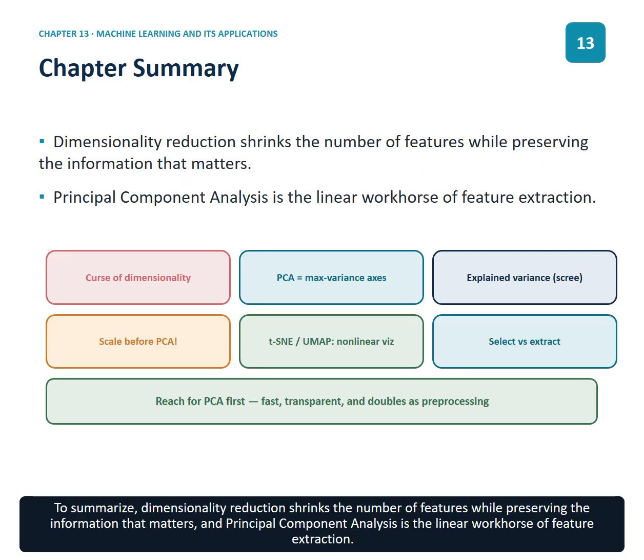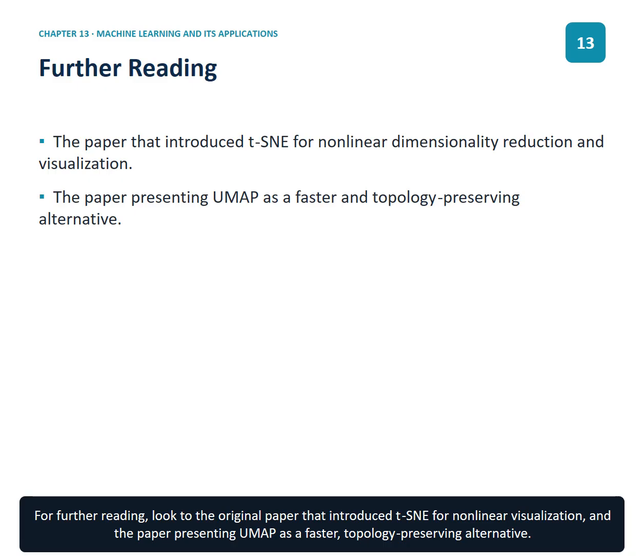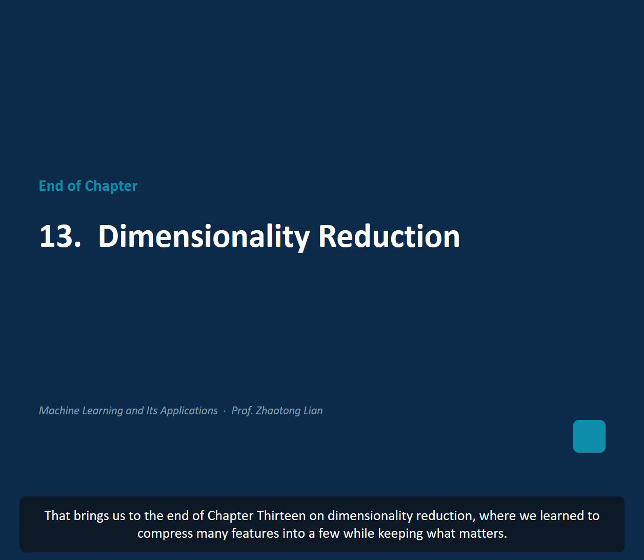To summarize, dimensionality reduction shrinks the number of features while preserving the information that matters, and principal component analysis is the linear workhorse of feature extraction. For further reading, look to the original paper that introduced t-SNE for nonlinear visualization and the paper presenting UMAP as a faster, topology-preserving alternative. That brings us to the end of Chapter 13 on dimensionality reduction, where we learn to compress many features into a few while keeping what matters.